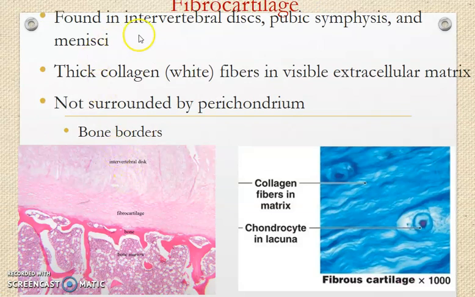This is fibrocartilage. It's found in intervertebral discs, the pubic symphysis, and menisci. Those are in your knee, in your clavicle, between your clavicle and scapula, clavicle and sternum. They're articular discs between bones. It has thick collagen fibers with it. So look, oh my goodness, that looks like dense regular connective tissue. The technical definition of fibrocartilage is cartilage that has dense regular connective tissue mixed in it.